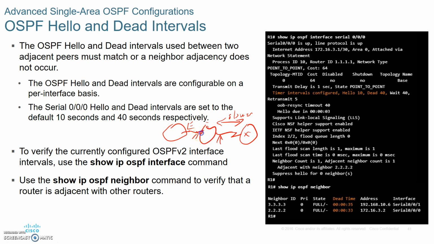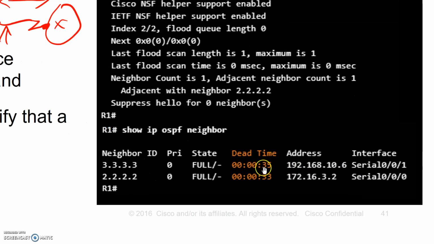The important thing is that the hello and dead interval between these two interfaces must be the same, and the hello and dead interval between the two interfaces across a serial link must be the same. Then they can form neighbors. To verify your currently configured interval, do a show ip ospf interface. You can see the hello interval and the dead interval here. To see that it's able to form neighbors, you can do a show ip ospf neighbor. Then you'll be able to see the dead timer here. It's a countdown timer. Once the timer reaches 0, it will assume that this neighbor is dead.